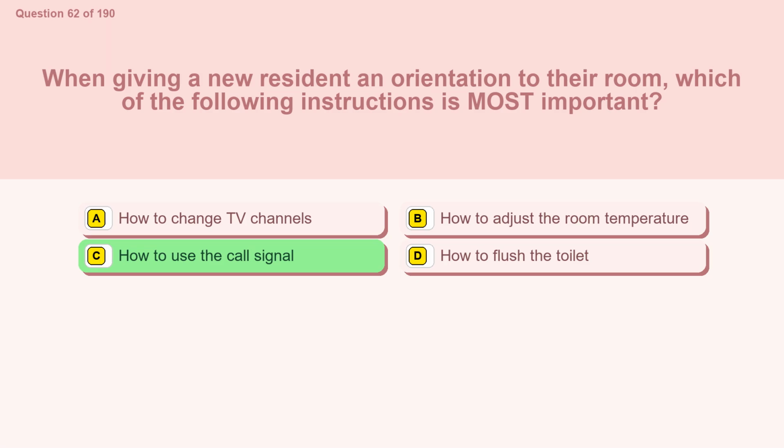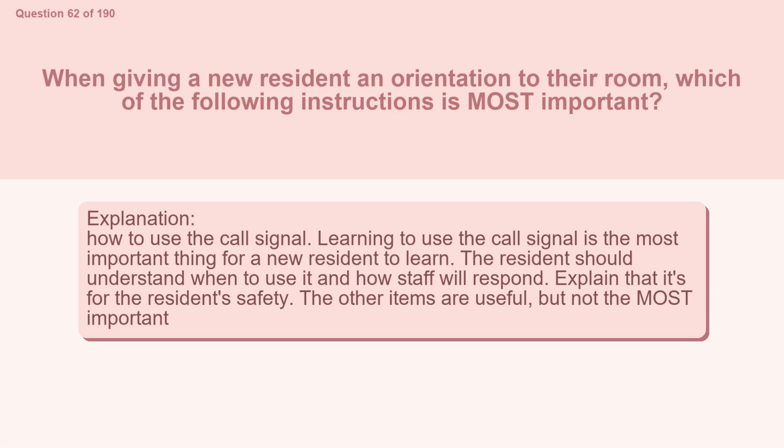The correct answer is option C, how to use the call signal. Learning to use the call signal is the most important thing for a new resident to learn. The resident should understand when to use it and how staff will respond. Explain that it's for the resident's safety. The other items are useful, but not the most important.